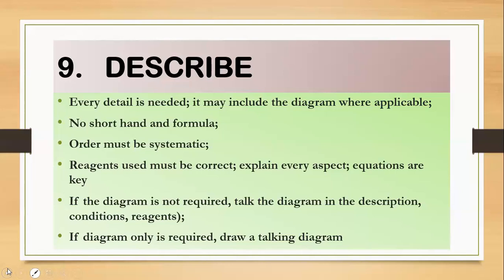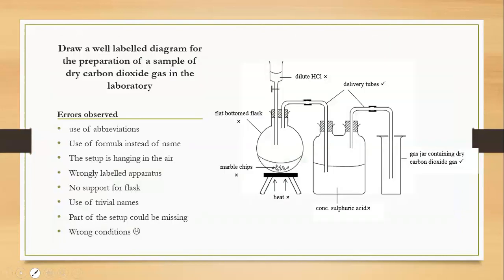Try to learn more about talking diagrams. What are talking diagrams? On the diagram itself, you make annotated notes. For example, in our previous example, where we were preparing carbon dioxide, as you are labeling concentrated sulfuric acid, go on to mention that it is to dry the gas. That is in cases where you are using the diagram only. Give what is taking place. That label must be given meaning.